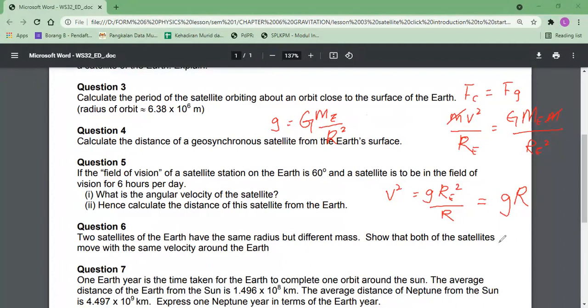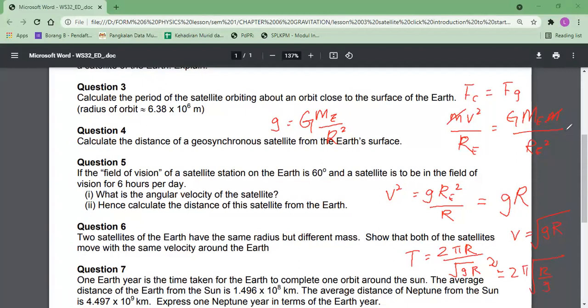So from here, what we can get, the T. T will be equal to 2 pi R over the V, over the square root of g R. That means that this V is equal to the square root of g R speed. So at the end, we get that this T will be equal to how much? This T equals 2 pi times the square root of R over g.